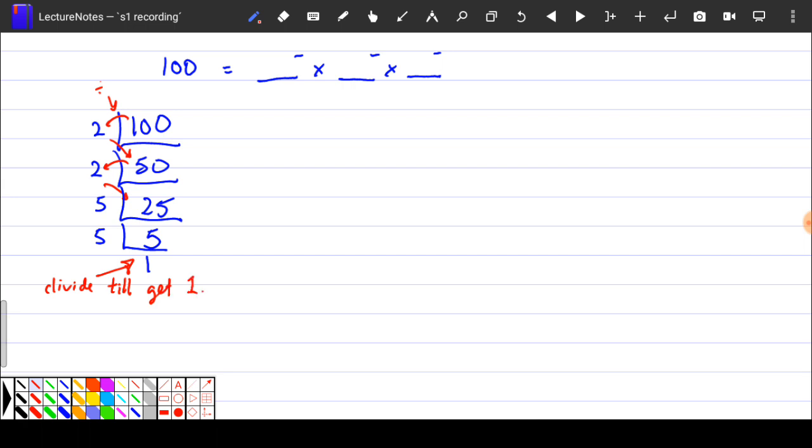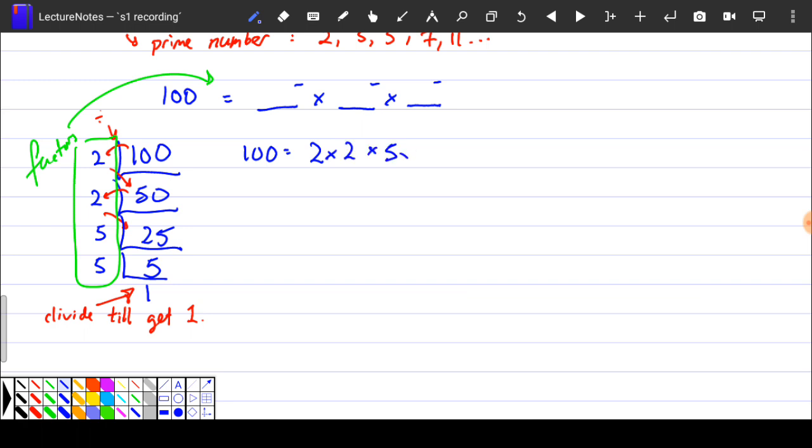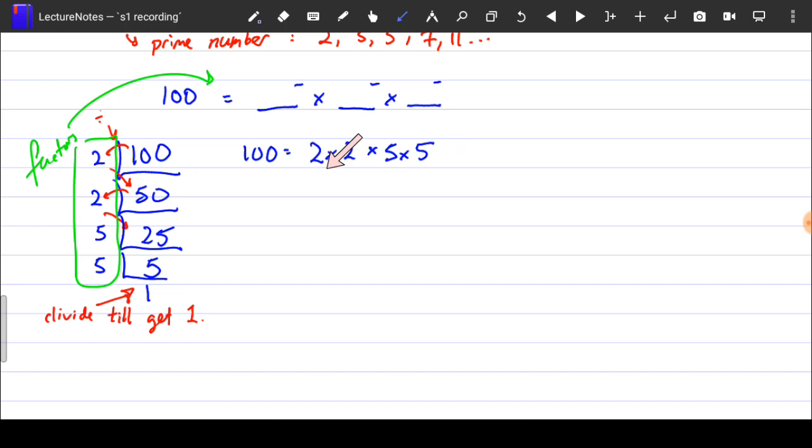Then I stop. Now looking at this, you need to understand that all these numbers are actually the factors, which means I can put it over here. Let me write it nicely. 100 is actually equals to 2 times 2 times 5 times 5. Use a calculator to check. Then you see that you press this number into your calculator, you actually get back the 100.